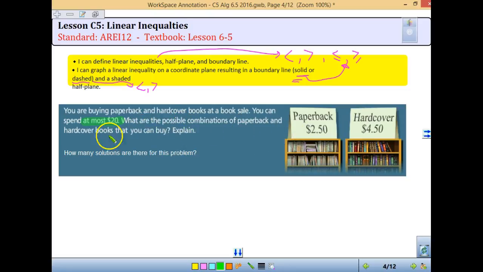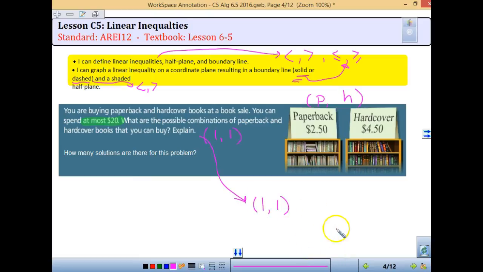Okay? What are the possible combinations of hardcover books and paperbacks that you can buy? So, the question is, how many solutions? If I think of my paperback as my X, right? So this is my paperback, and the Y as being my hardcover. Could I buy 1? Is that going to work? So if I'm looking, could I have 1 paperback and 1 hardcover? Yep. I want you to write down 3 more solutions that you can think of, okay? Where we're thinking paperback and hardcover. 3 more.